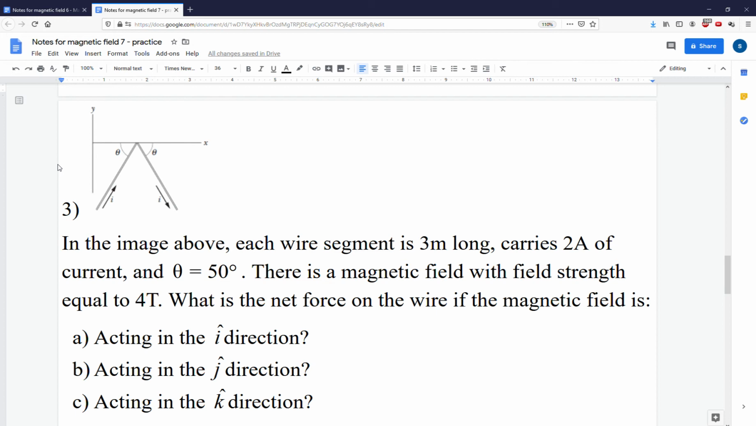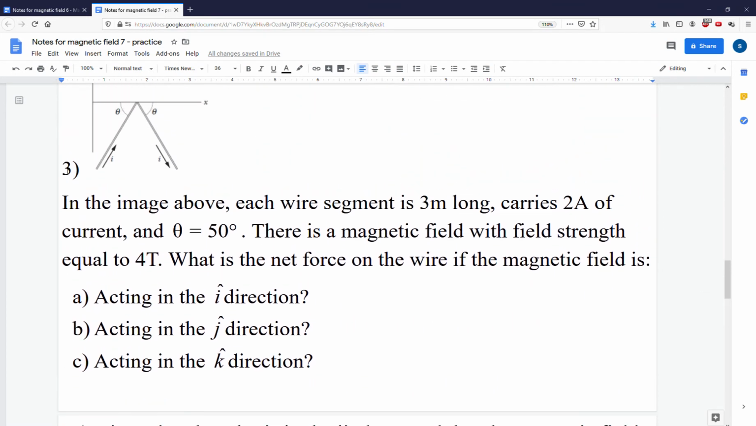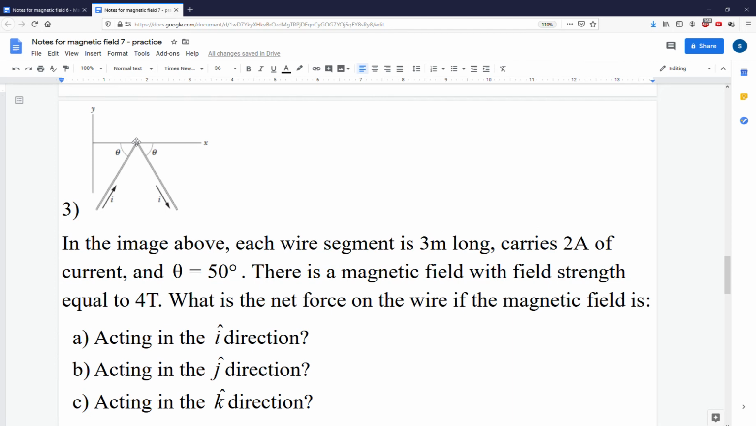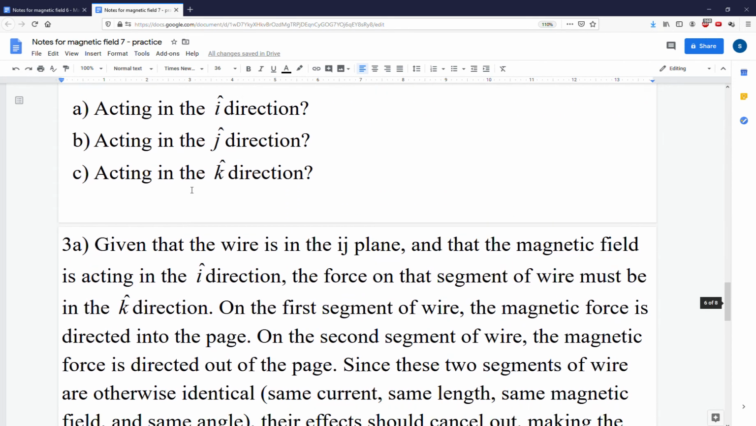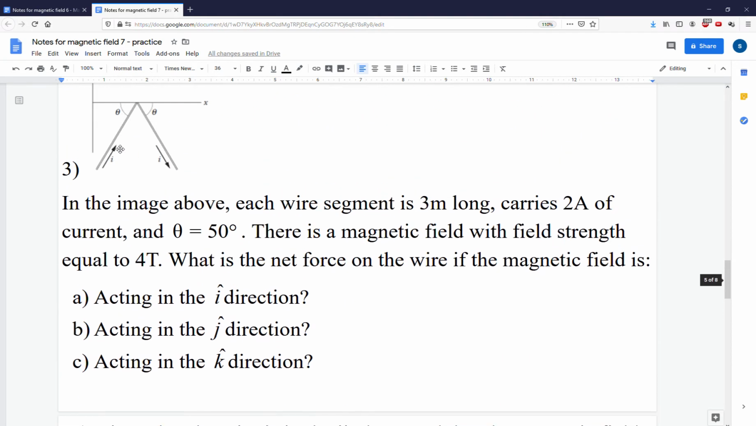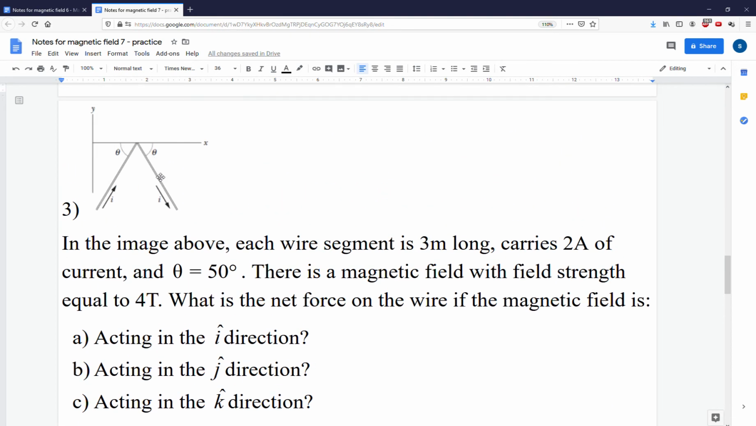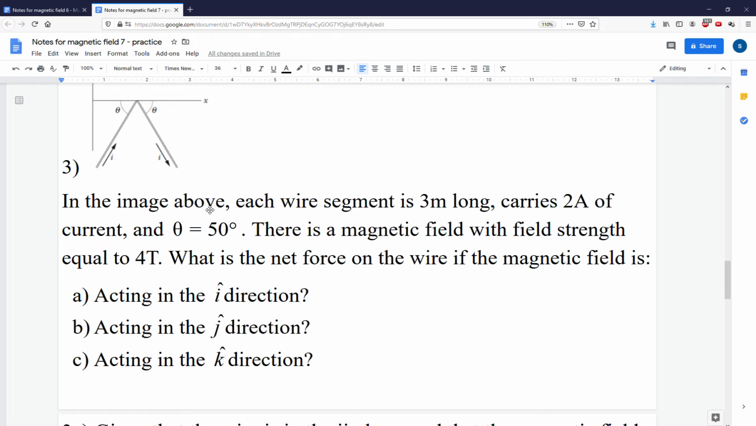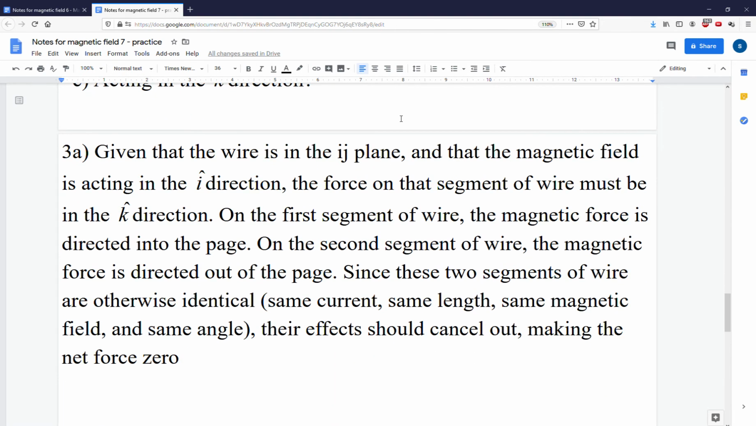Please pause the video and attempt the problem yourself. Part A, if the magnetic field is acting in the I direction, which is to the right. The wires, both wires, are in the IJ plane. The magnetic field is acting in the I direction, which is also in the IJ plane.